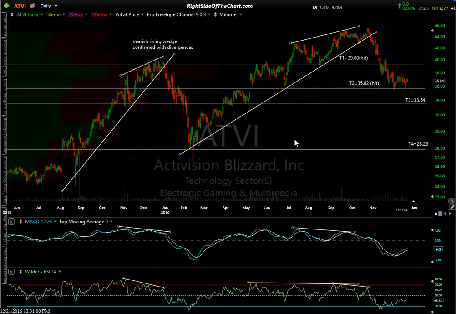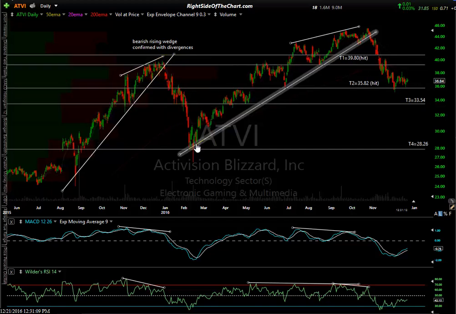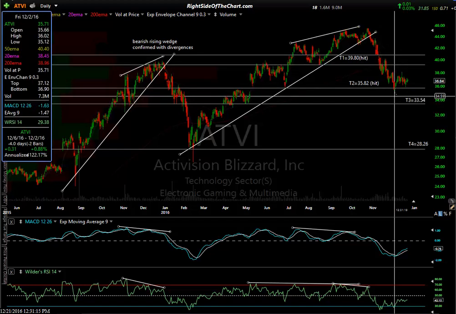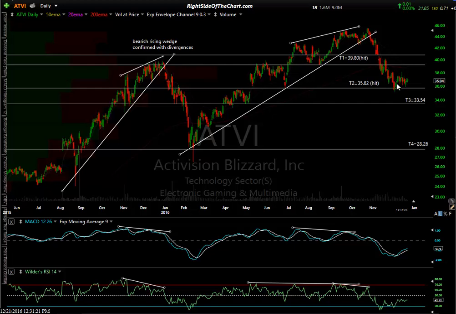Okay, next up is ATVI, Activision. This was a short on the break of a bearish rising wedge, just like this bearish rising wedge before it. The stock has a history of melting off pretty quickly once it breaks down, and it did the same thing here. So back in, it looks like, early December, we hit the second target for a 22% gain on that one. And as is often the case, this one's had a reaction.